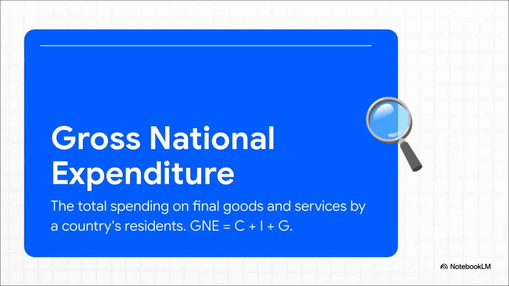So the very first thing you'd measure in this closed-off country is how much everyone is spending. We call this gross national expenditure, or G&E. And it's really just adding up 3 things: what people consume, what businesses invest, and what the government spends. You can pretty much think of it as the country's total shopping bill for the year.